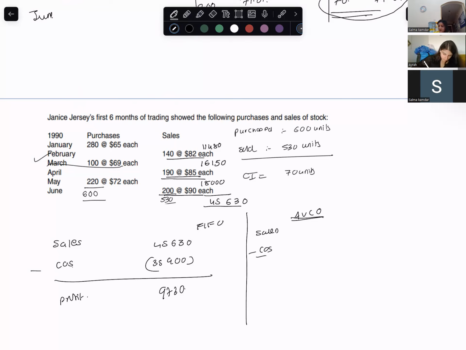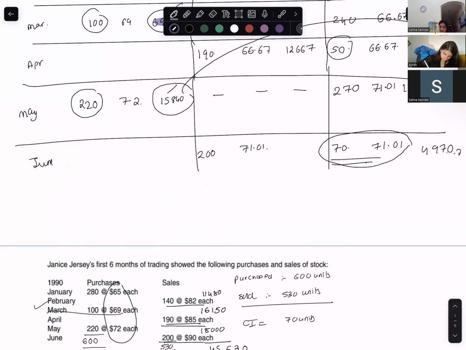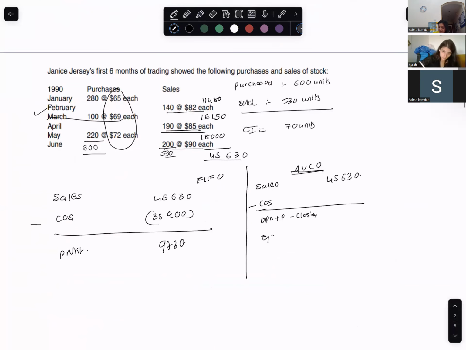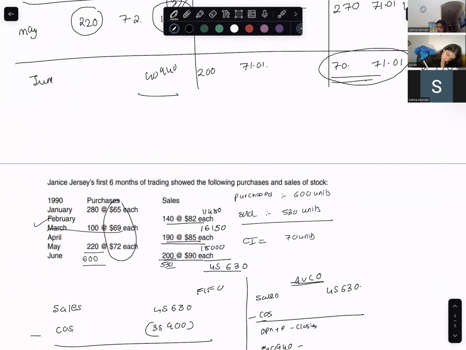There's another method also because we've already valued closing inventory. Sales is 45,630. Cost of sales would be opening plus purchases minus closing. Opening I don't have, purchases would be the total of these three: 18,200 plus 6,900 plus 15,840. So the total is 40,940.